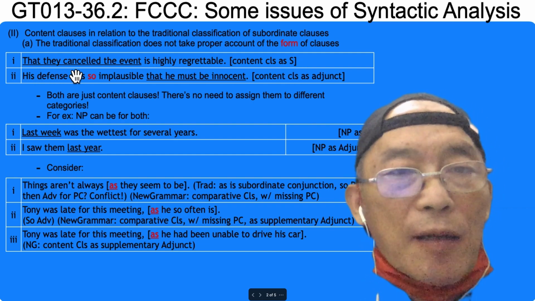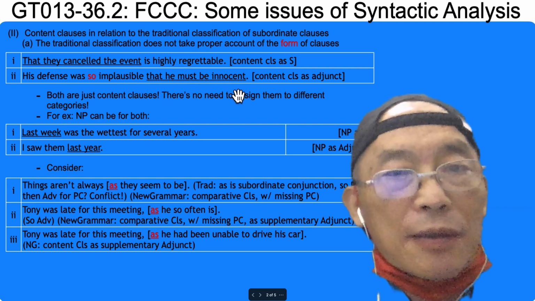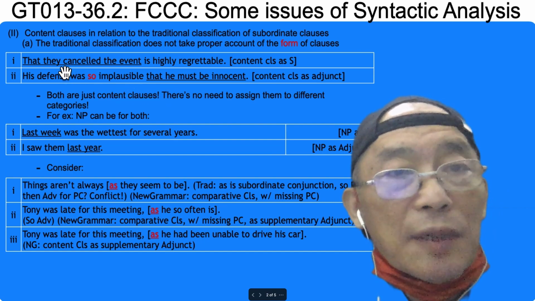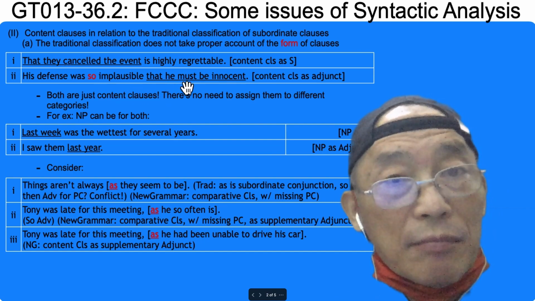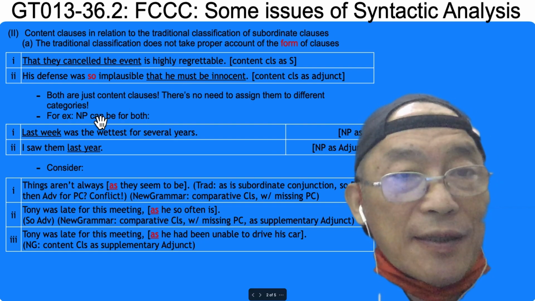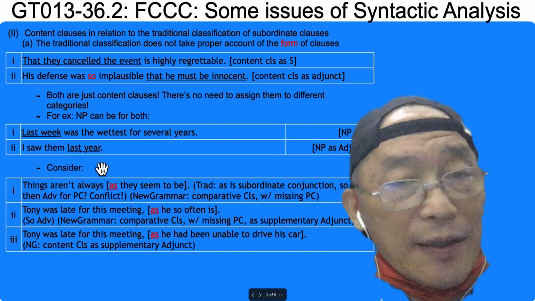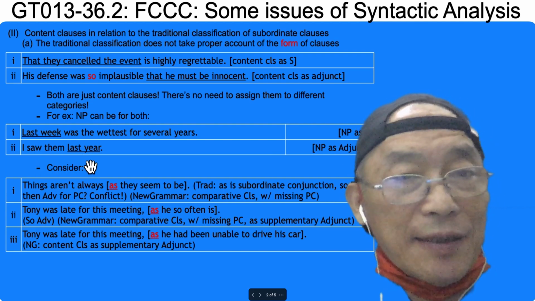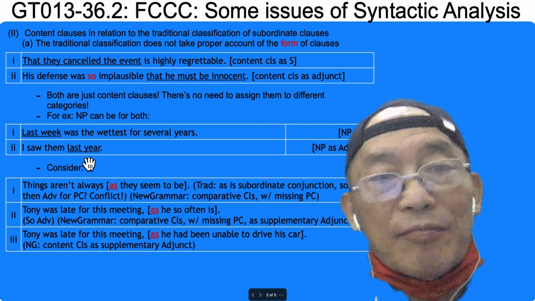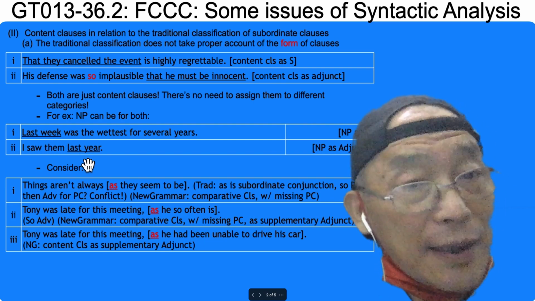Okay, a clause acting as subject, a clause acting as adjunct, common clause, common clause. For a noun phrase, we can put a noun phrase here. And for a noun phrase, you can also add it as adjunct, right? So a noun phrase can be subject or adjunct. Why not a common clause acting as a subject and an adjunct?